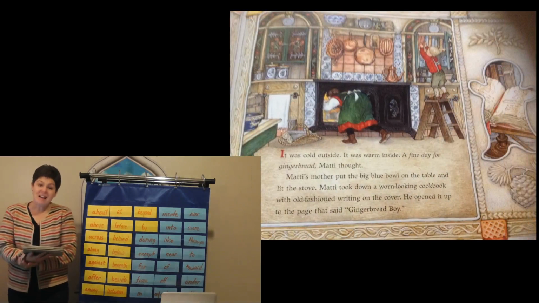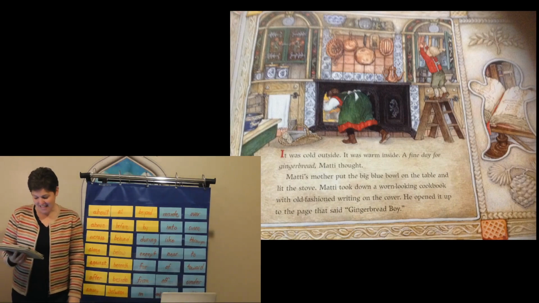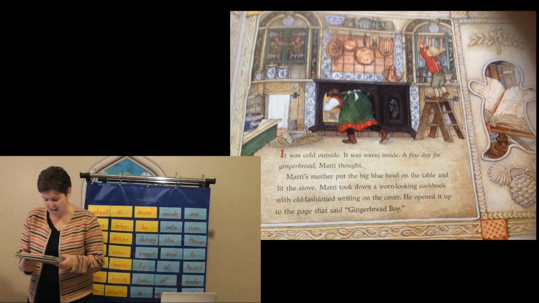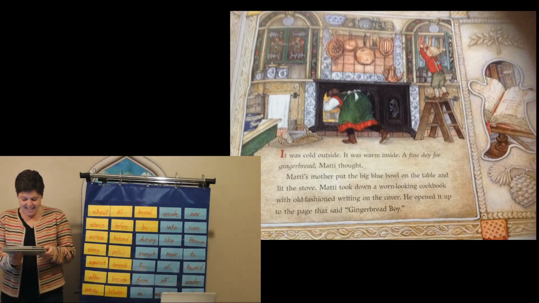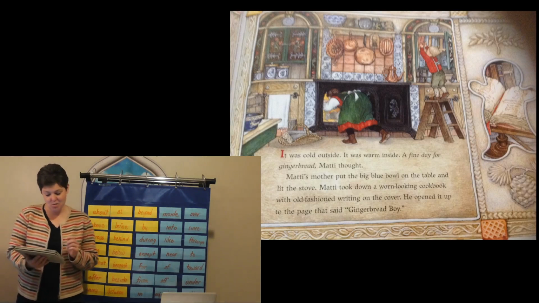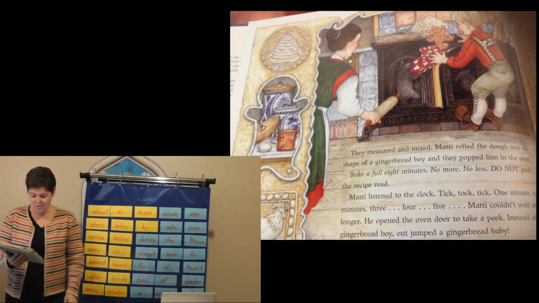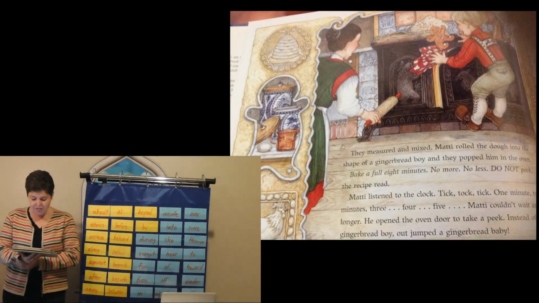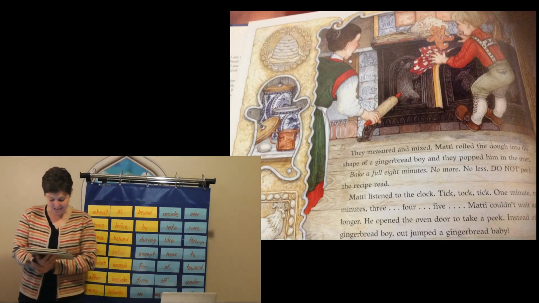It was cold outside. It was warm inside. It's a fine day for gingerbread, Maddie thought. Maddie's mother put the big blue bowl on the table and lit the stove. Maddie took down a worn-looking cookbook with old-fashioned writing on the cover. He opened it up to the page that said Gingerbread Boy. They measured and mixed. Maddie rolled the dough into the shape of a gingerbread boy, and they popped him in the oven. Bake a full 8 minutes, no more, no less. Do not peek, the recipe read.